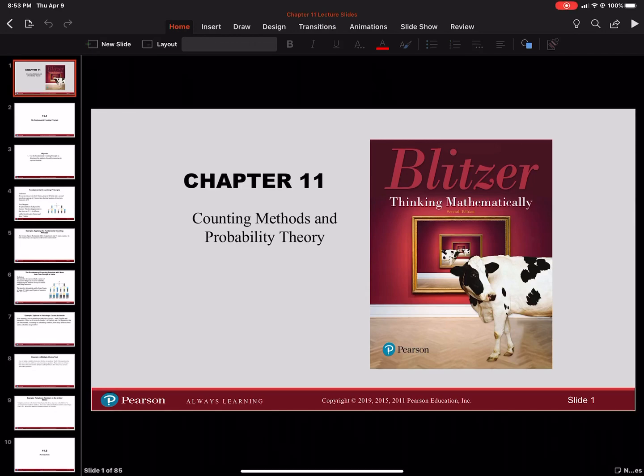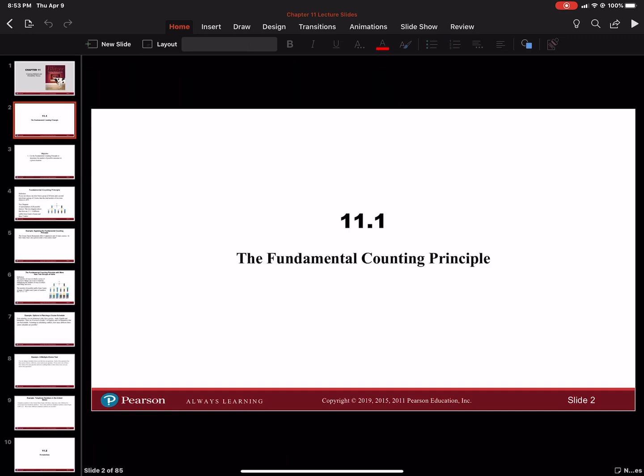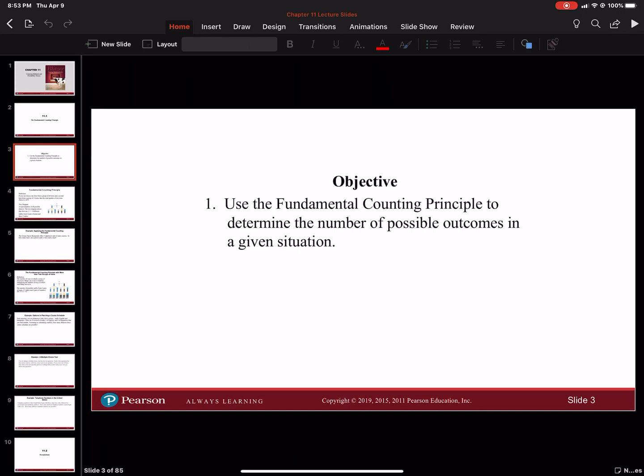Hello, class. Today we'll be talking about Chapter 11. We'll be talking about counting methods and probability theory. So, in 11.1, we'll be talking about the fundamental counting principle. And entailed in this, some objectives for today, we'll use the fundamental counting principle to determine the number of possible outcomes in a given situation.